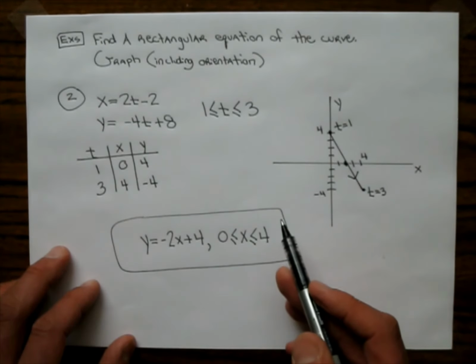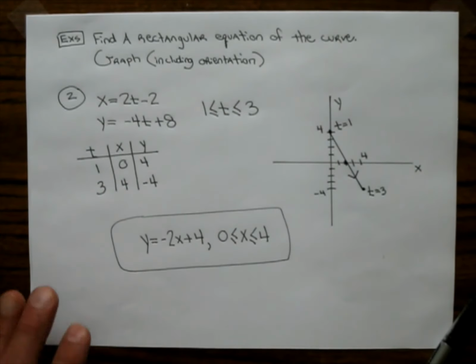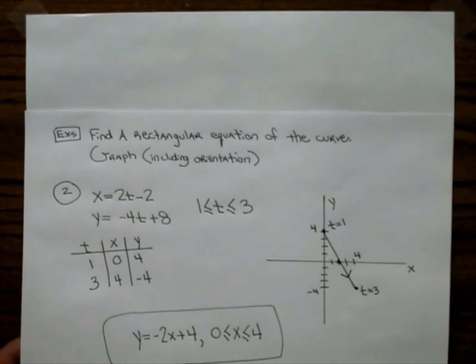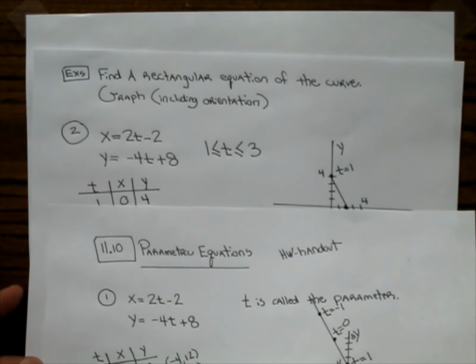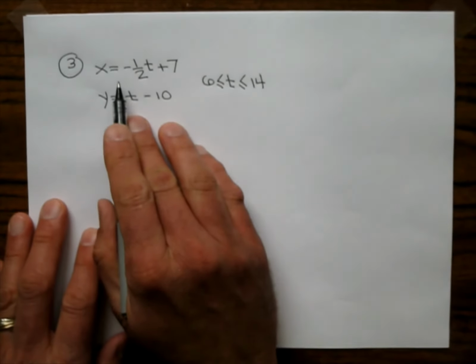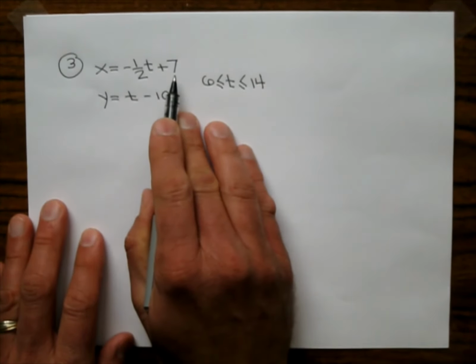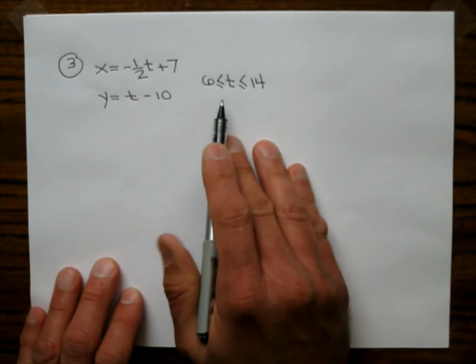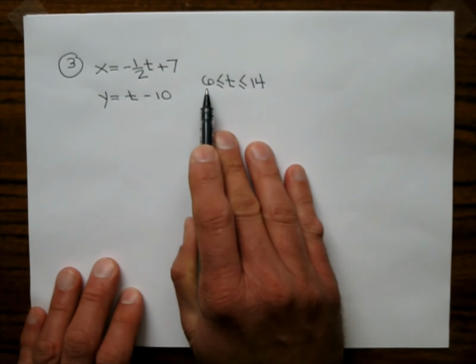So here is another problem. Of course, it was like problem number 1. So let's go ahead and do another problem, something that looks different. These problems look the same: 2t minus 2, negative 4t plus 8. Let's do something that looks a little different. So our next one is this one right here. It says x equals negative 1/2 t plus 7, and y equals t minus 10. Okay, so that looks different from the other problem. And my t values are between 6 and 14.